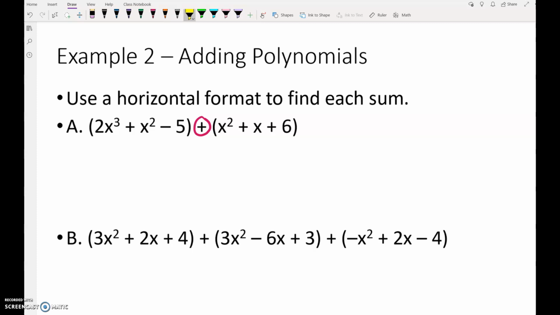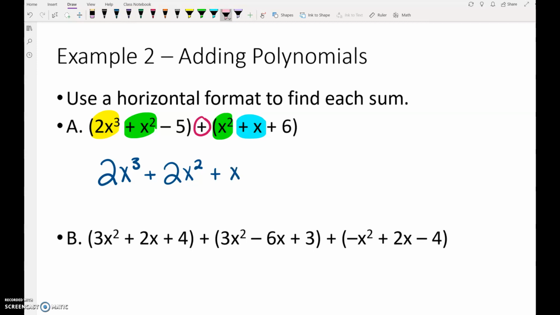So this is really truly a game of combining like terms. We've got 2x to the third. Are there any other x to the third terms? Nope. So 2x to the third. Next, we would do x squared. I see x squared and another x squared. So that would be 2x squared. Next, we would want to do x. You want to try to write your answer in standard form. So next, we would have that x term. And then finally, -5 plus 6 gives us 1.